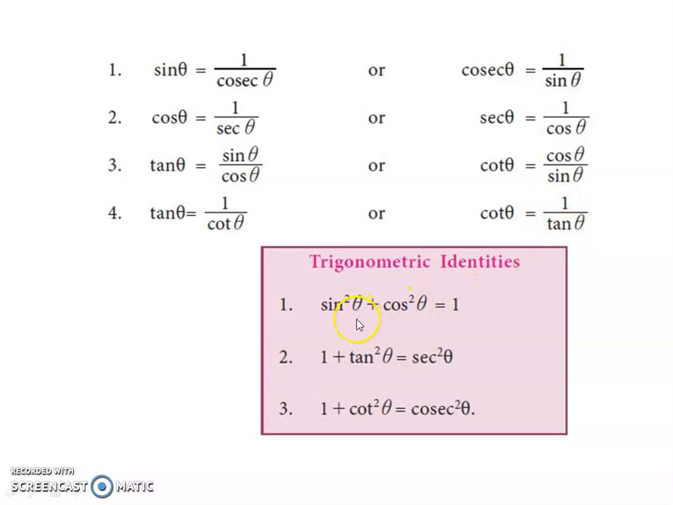And fundamental identities: sin square theta plus cos square theta is equal to 1. 1 plus tan square theta is equal to sec square theta. We can also write 1 is equal to sec square theta minus tan square theta. 1 plus cot square theta is equal to cosec square theta, so 1 is equal to cosec square theta minus cot square theta.